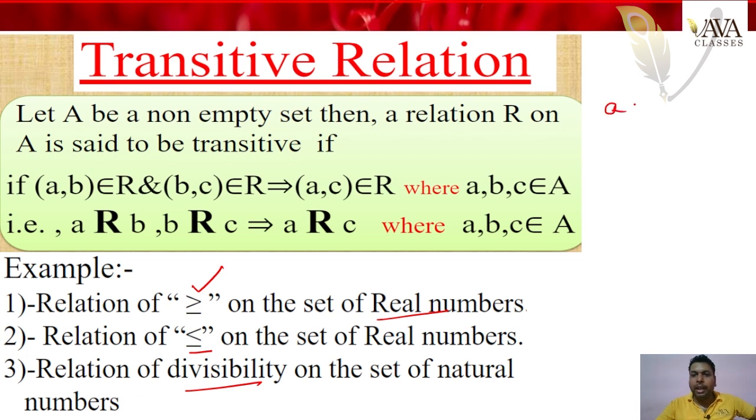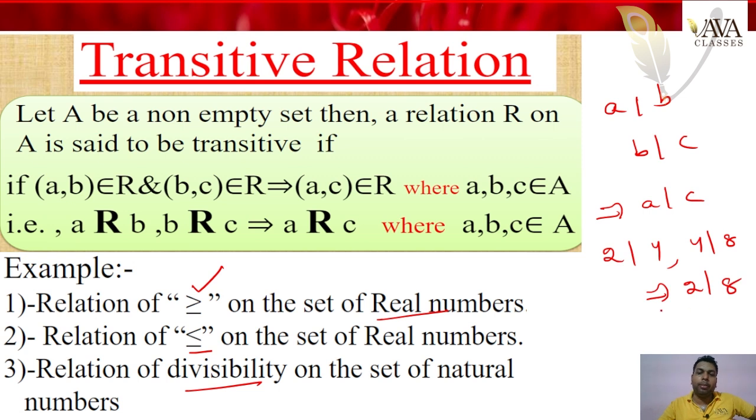If a divides b and b divides c, that implies a divides c. 2 divides 4, 4 divides 8, that implies 2 divides 8 because of transitivity. So this is a transitive relation.